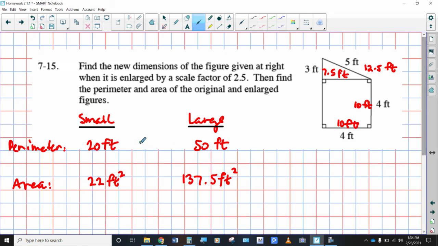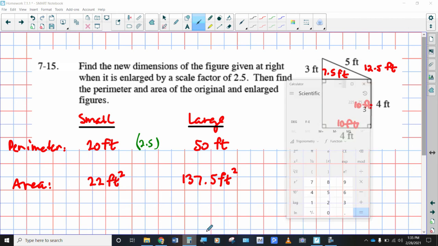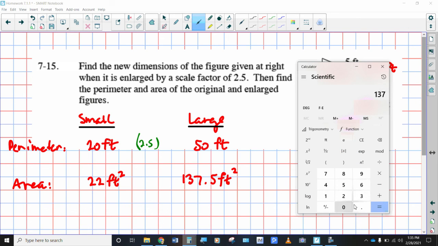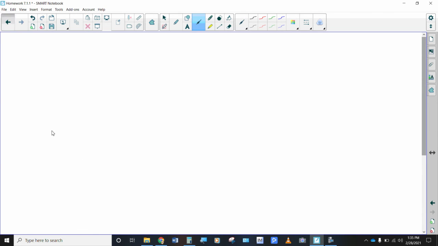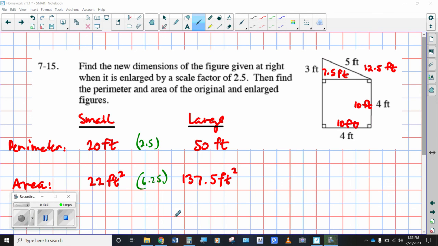Notice how this had a scale factor. You multiply that times 2.5, but this, you're going to multiply it times something else. Let's see. 137.5 divided by 22 is, this has a multiplier of 6.25. Interesting. So the scale factor for the perimeter was 2.5, but the scale factor for the area was actually 6.25. Something to think about as we move forward. And that is it. All right, let's go ahead and move on to the next activity.